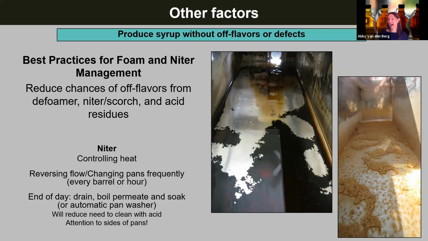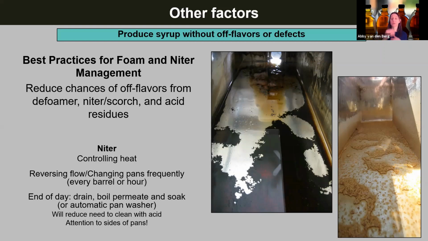So the less heat we have in the evaporator, the less hard the niter is going to be adhered to our pans, the easier it's going to be to remove. So that is the beginning of managing our niter well. And so this also includes being really rigorous about how often we're reversing flow or changing pans really frequently in order to keep that niter soft and easier to remove. At the end of the day, we can also help ourselves by draining the pans and boiling with permeate and soaking for a while, or if you're lucky enough to have an automatic pan washer, doing this.